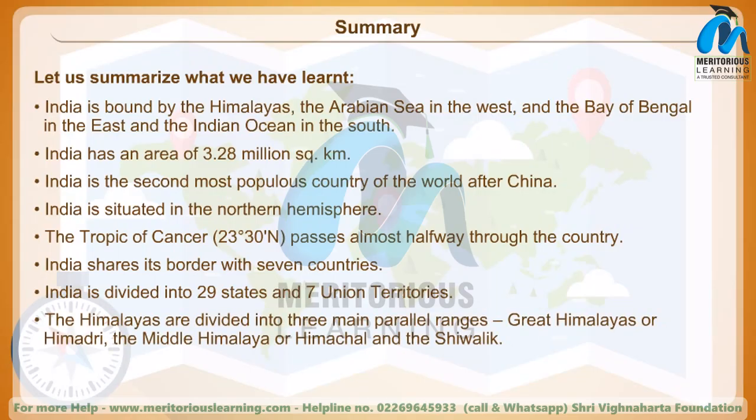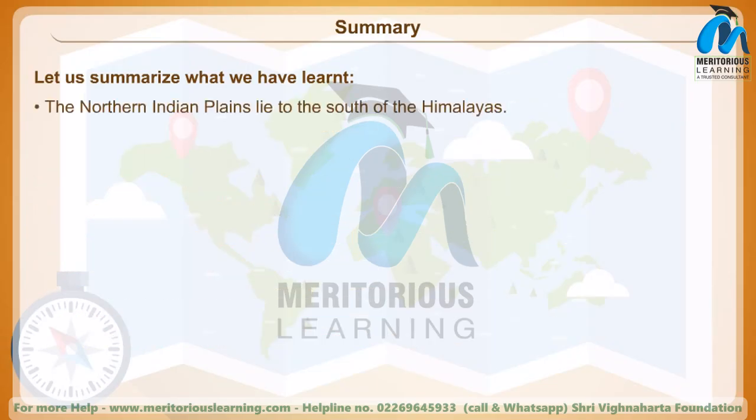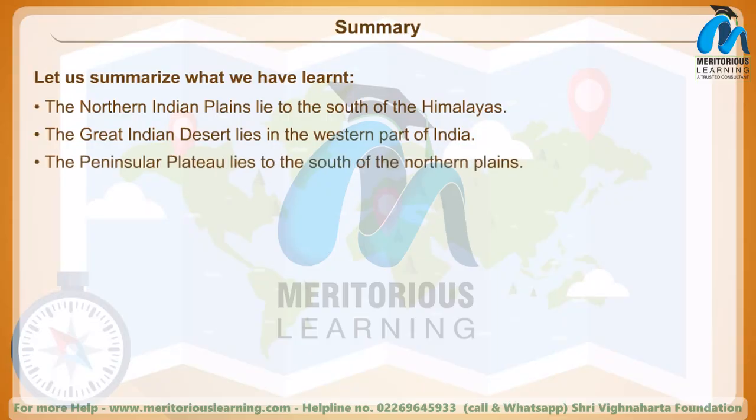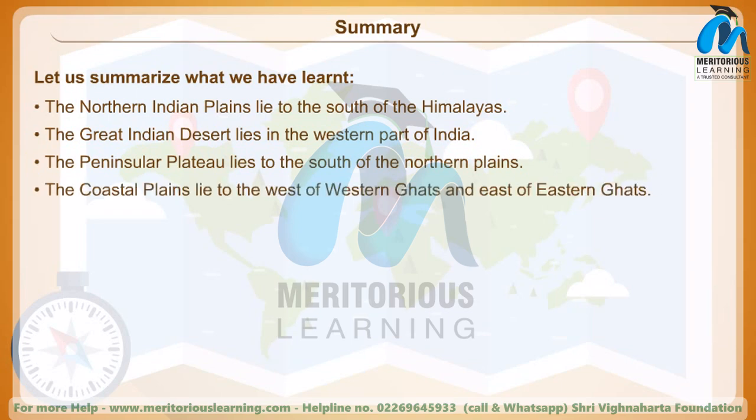The Himalayas are divided into 3 main parallel ranges: Great Himalayas or Himadri, the Middle Himalaya or Himachal, and the Shivalik. The northern Indian plains lie to the south of the Himalayas. The Great Indian Desert lies in the western part of India. The Peninsular Plateau lies to the south of the northern plains. The coastal plains lie to the west of the Western Ghats and east of the Eastern Ghats.